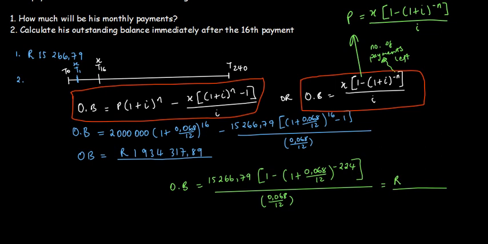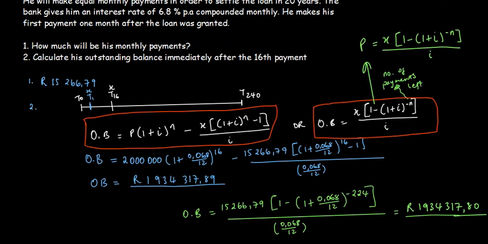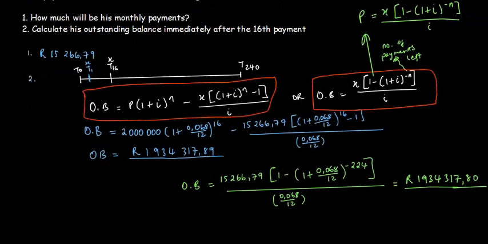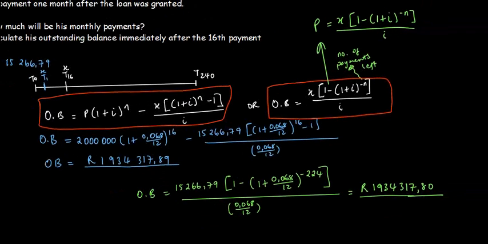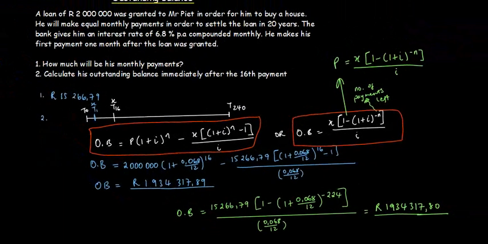So it will be 1,934,317.80. Yeah, there's just a small variation here because this is 89 and then this is 80. But essentially those values are the same. That's why we usually have a range, so that if you use both formulas, we allow the candidate who wrote to give us values from here to there. So is it clear, good people, how we calculate the outstanding balance? Any question?